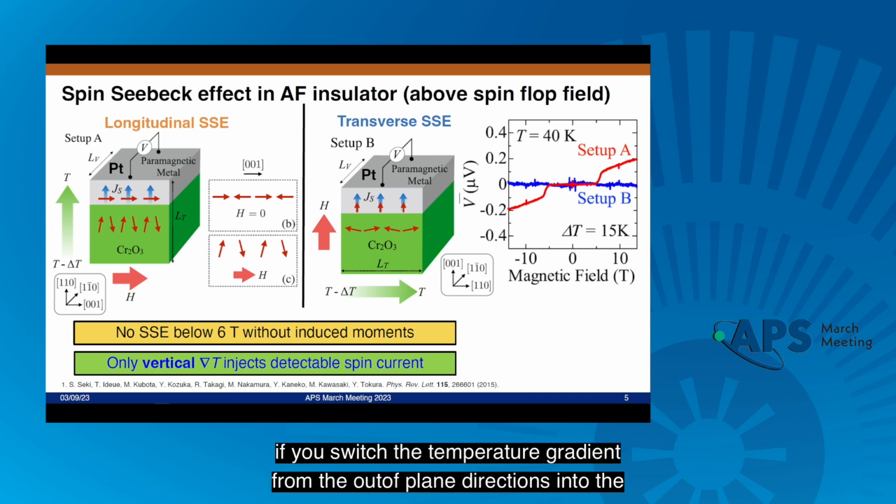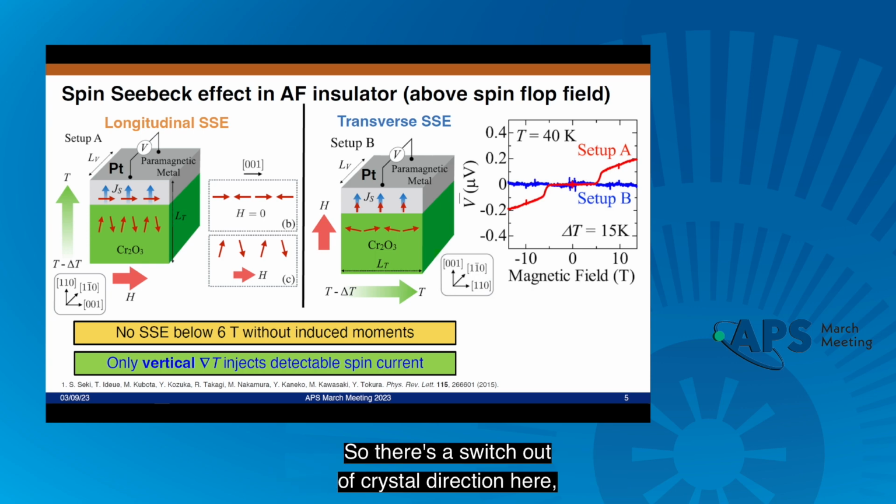However, if you switch the temperature gradient from the out-of-plane direction into the in-plane direction, and you still apply the magnetic field along the c-axis, you can still induce the spin flop transition with this configuration. So there's a switch out of crystal direction here, field along the c-axis, and even above the spin flop field, which is 6 Tesla, with an in-plane applied temperature gradient, you cannot see any thermal voltage signal. And this is the case for the antiferromagnetic insulator.